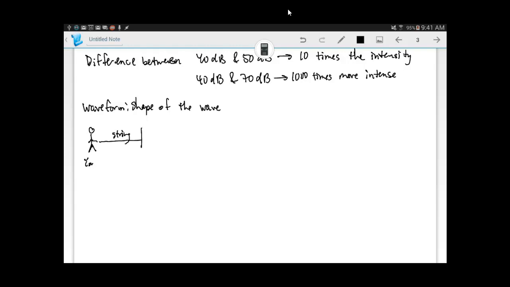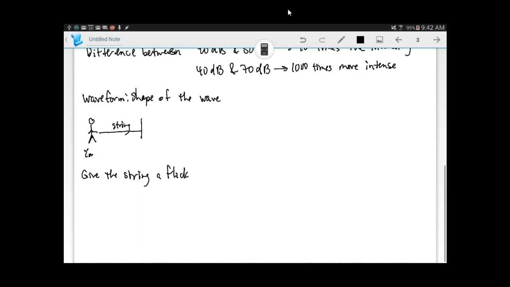If you take that string and now you were to give it a flick, what would happen? You get a wave going, right? As you do that, the wave travels to the end, and then what happens? It comes back, right? So it goes to the end and then travels back. So it's going to reflect.